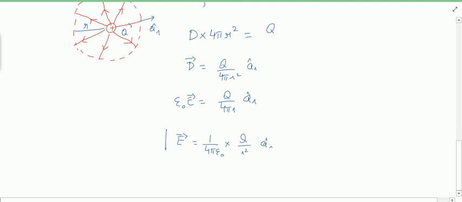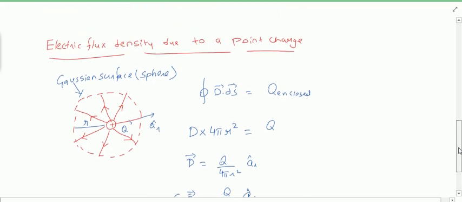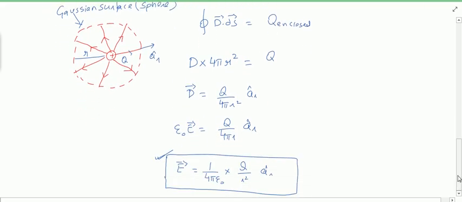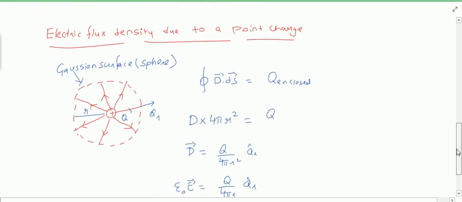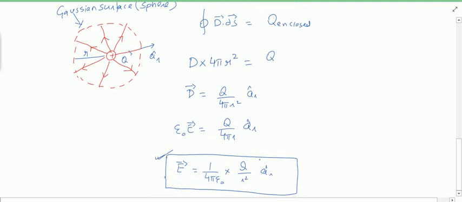So this we already know. Now we can see that through Gauss law we attain the same result. So this is the first application. This is a simple thing which we have done, using Gauss law for finding the electric flux density due to a point charge, and electric field intensity also.